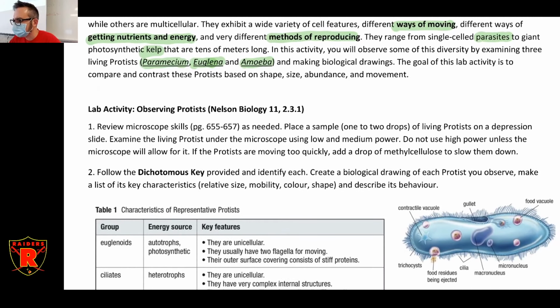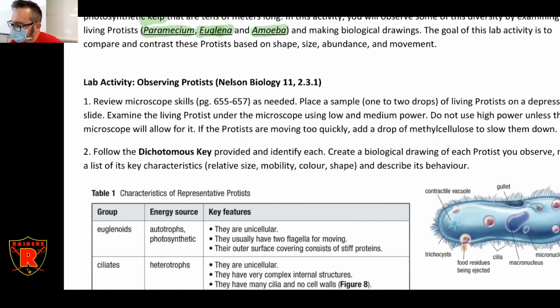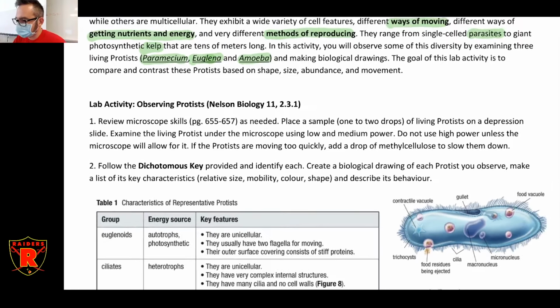In the past, I've had students make biological drawings. I think we're going to skip that. You guys aren't even going to look at them under the microscopes. That seems totally a waste of your time. So maybe we'll find something else to do for that instead. But I am going to get you to compare and contrast those three. That's part of what we're going to do in this last little bit here: compare their shapes, compare their size, compare their abundance and movement and stuff like that. Not necessarily in a slide because we're not going to look at swamp water, but you'll do a little bit of research.